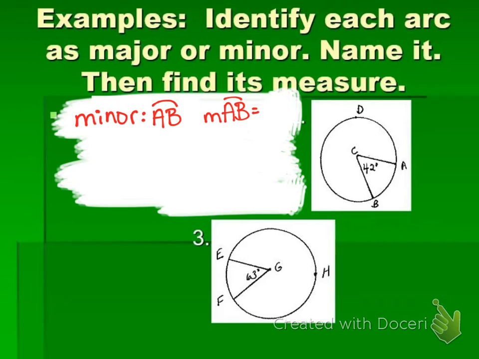Somebody I haven't heard from yet today. Y'all don't raise your hand. The measure of arc AB is 42 degrees.